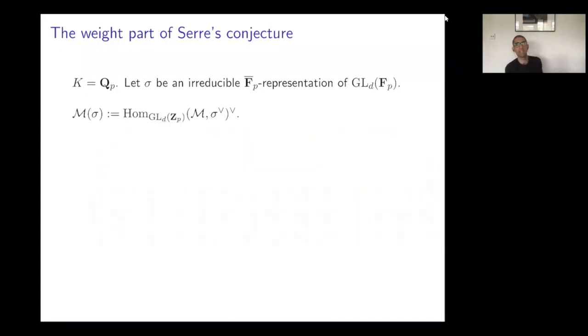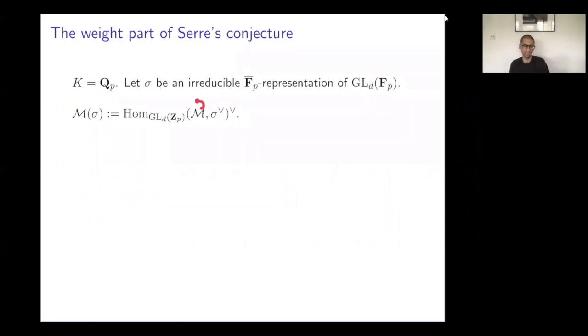I'm going to omit the conjecture from the previous slide. So M, if you recall, was this specific sheaf of representations of GL_d. Given it, I'm going to take the sigma-isotypic part. I've got some duals here for purely technical reasons, so just ignore those. The idea is you take your irreducible representation of GL_d(F_p), and you can project from GL_d(Z_p) down to GL_d(F_p).